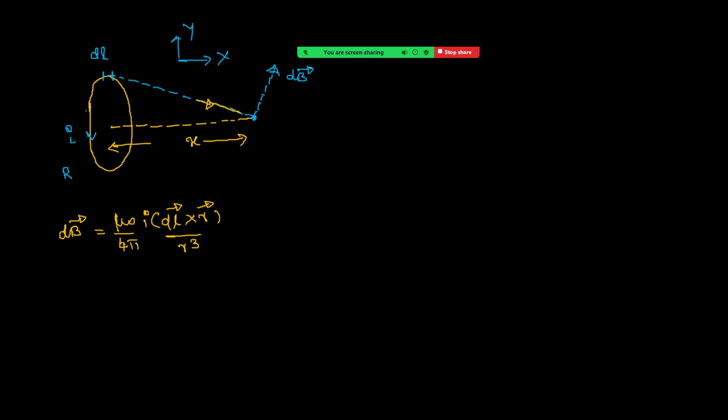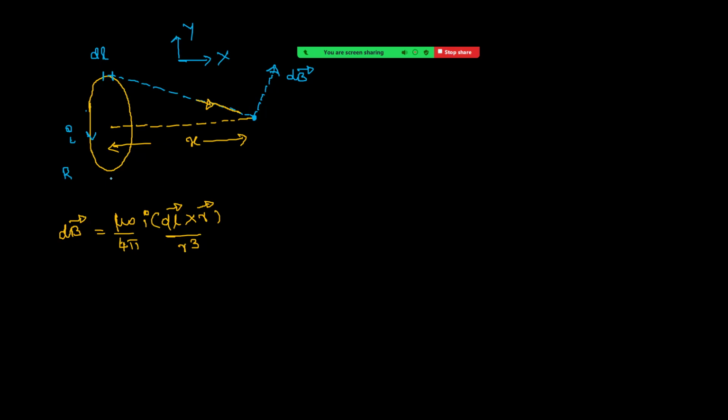See what we are doing here. We are keeping the thumb of the right hand along this dl bar. In this problem, dl bar is along the z axis. So keep the thumb towards us, curl the fingers. Now this is a plane, so normal to this plane means when we are curling fingers, they will be coming like this. This is dB bar.